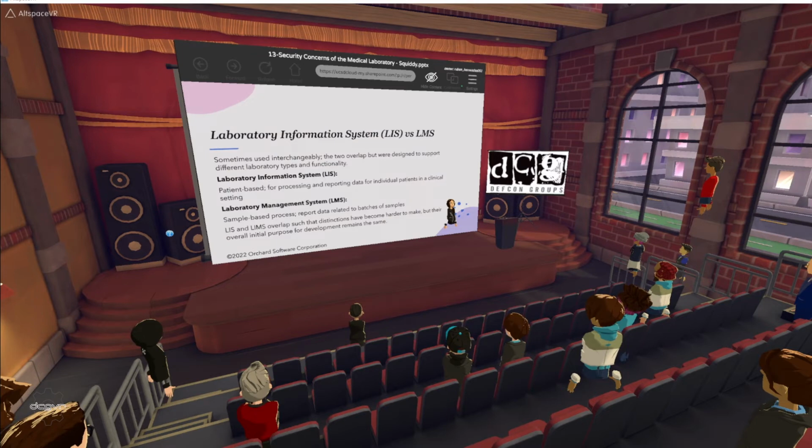These instruments send data to the laboratory information system like Cerner, and sometimes techs may have to enter or verify test data there. Laboratory Information System, or LIS, is used interchangeably with Laboratory Information Management System, or LIMS. But LIS is a bit more patient-based, whereas the Laboratory Information Management System is typically more of a sample-based process.